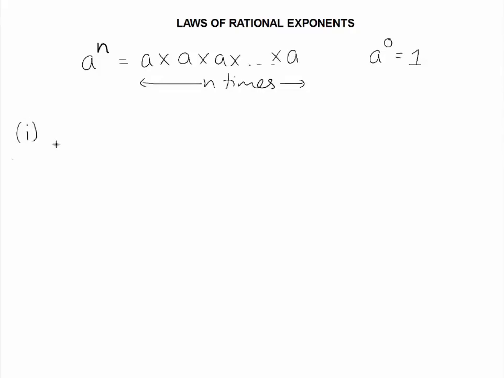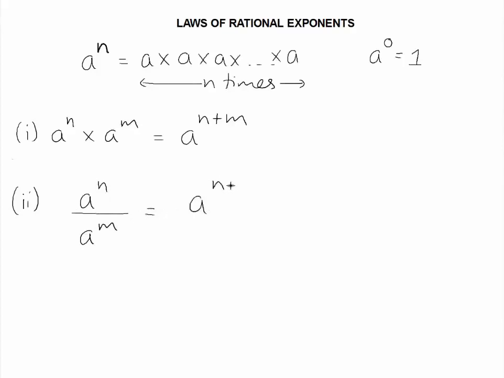So the first law is, if I multiply a to the power n with a to the power m, we get a to the power n plus m. So the exponents, which are n and m, get added. Second property, if I divide a to the power n by a to the power m, I will get a to the power n minus m. So when it's divided, the exponents get subtracted.